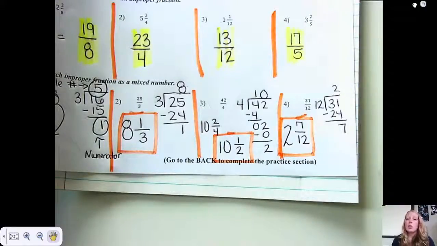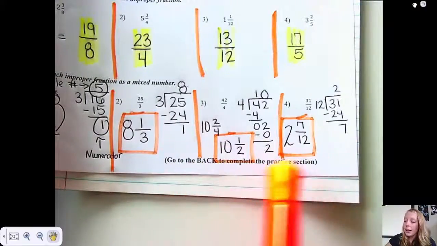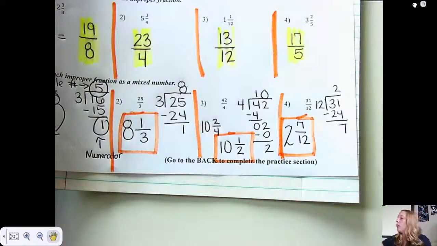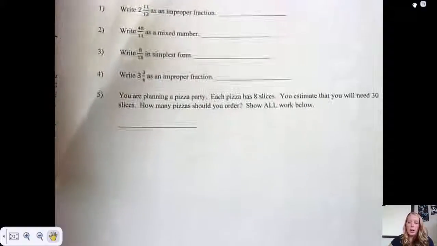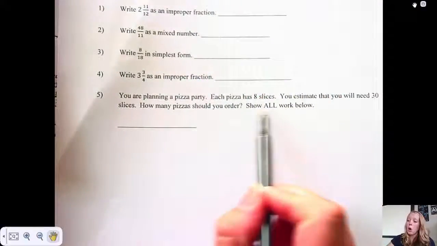Okay, now you need to go to the back of this paper to complete these problems on your own. And make sure on number 5 you show all work below.